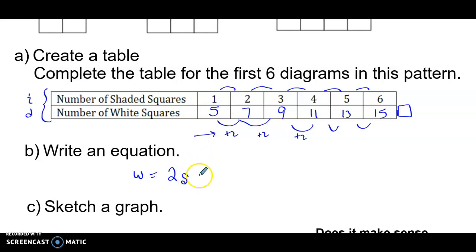Then we have to figure out, do we need to add or subtract anything here? So let's do a test. If we multiply by 2, 2 multiplied by 1 is 2. To get to this 5, I need to add 3. Test it on a couple. 2 multiplied by 2 is 4. Add the 3 is 7. 2 multiplied by this 3 is 6. Add 3 is 9. There's our equation that represents this pattern.